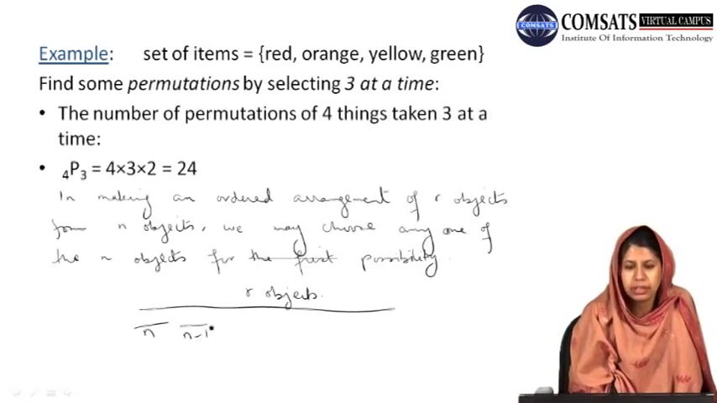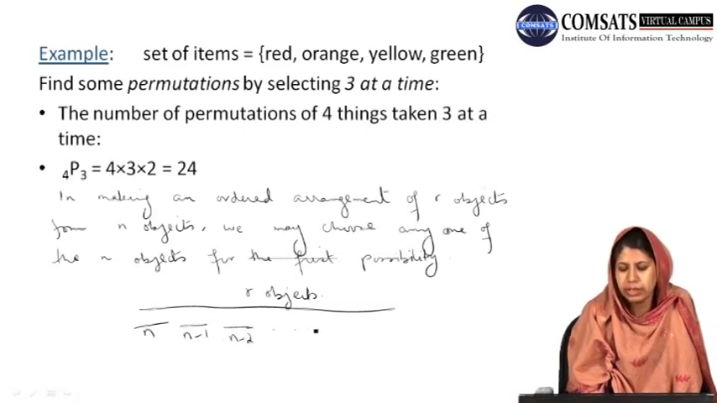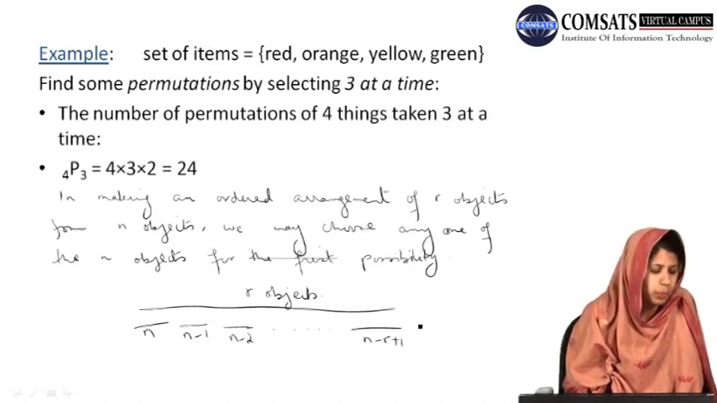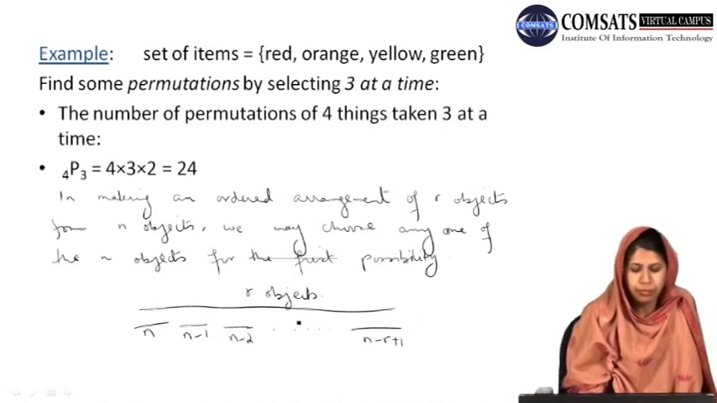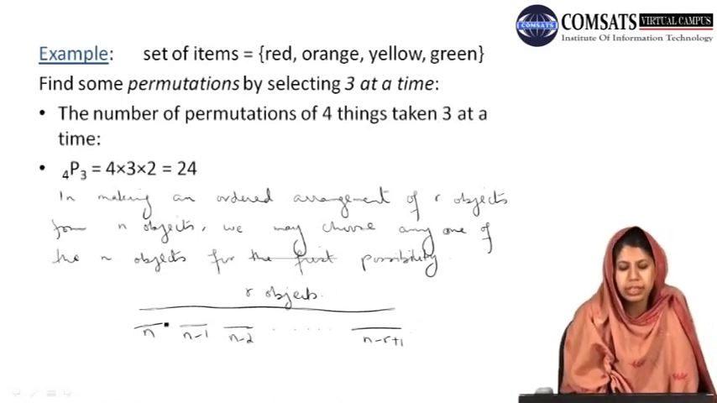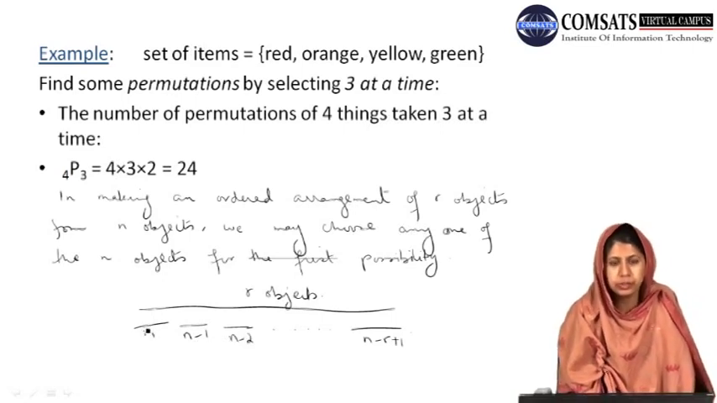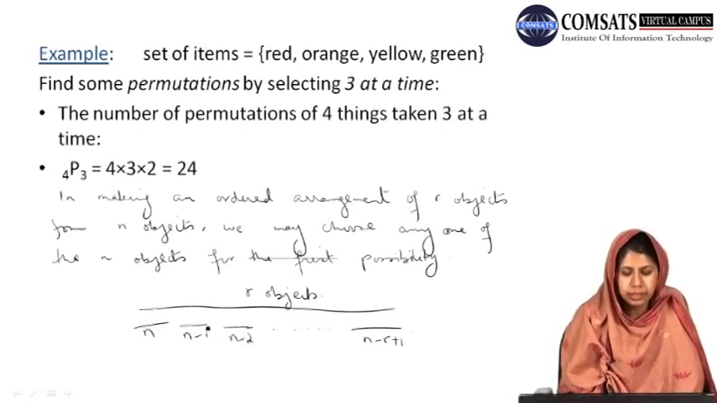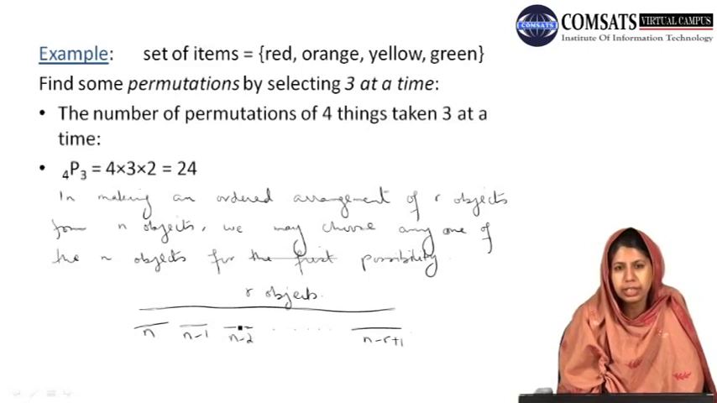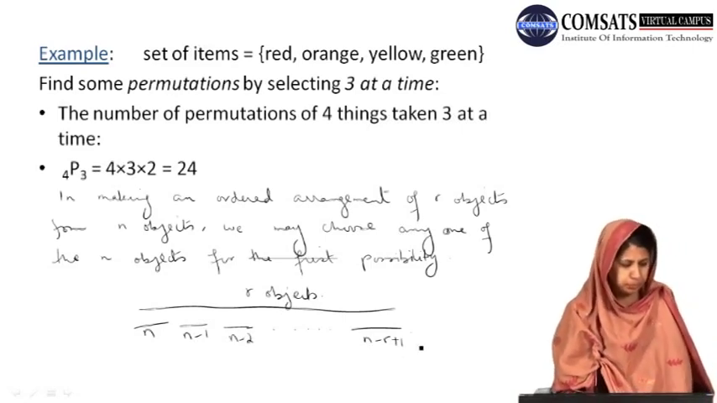Then for the next position we are left with n minus 1 possibilities. For the next position we are left with n minus 2 possibilities, and continuing so on. For the last position we are left with n minus r plus 1 possibilities. Now once we fill the first possibility, we may choose any one of the n objects. We have n objects to fill the first position. To fill the next position we are left with n minus 1 objects. To fill the third position we are left with n minus 2 objects, and continuing so on, to fill the last position we are left with n minus r plus 1 objects.